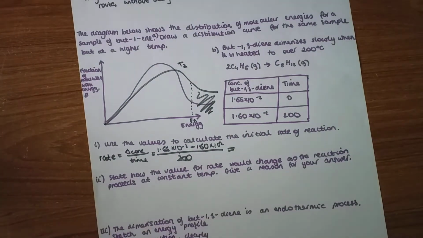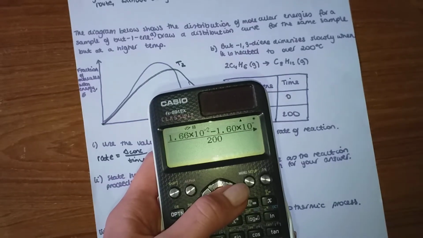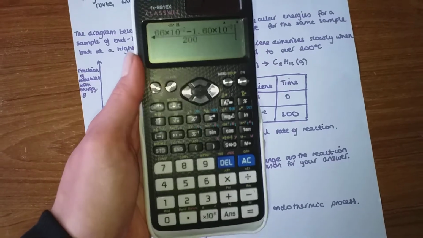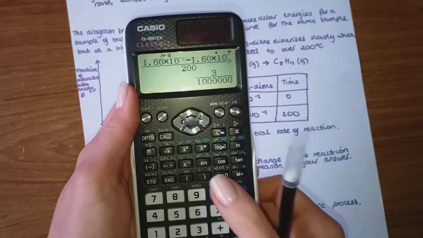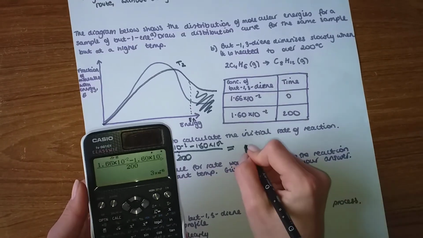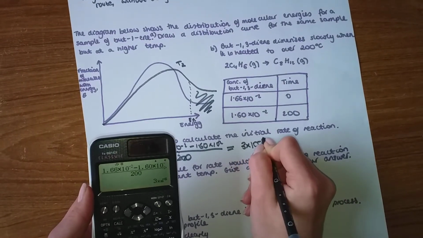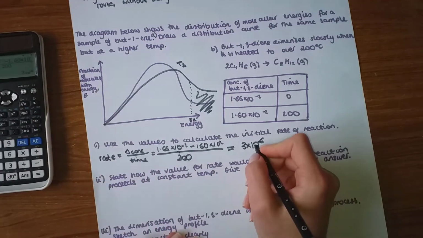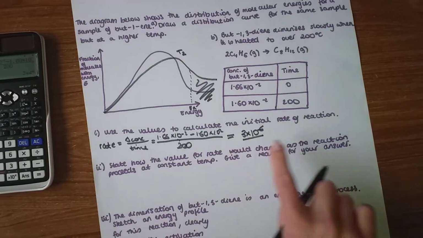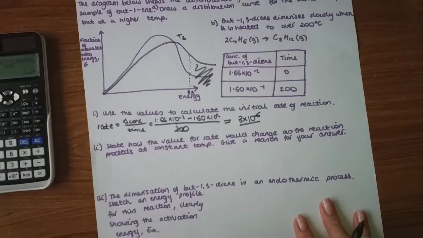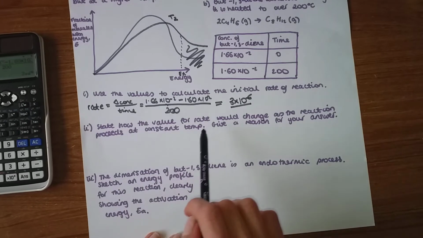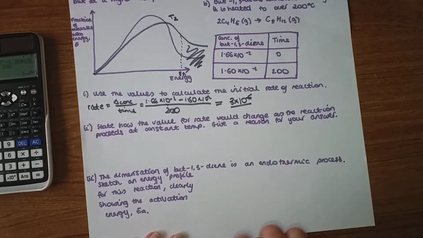So now we just put it all in the calculator, and this is what I got. And now we just press equals, and this gives us 3 times 10 to the minus 6. And our answer is this. That's the rate of this reaction.